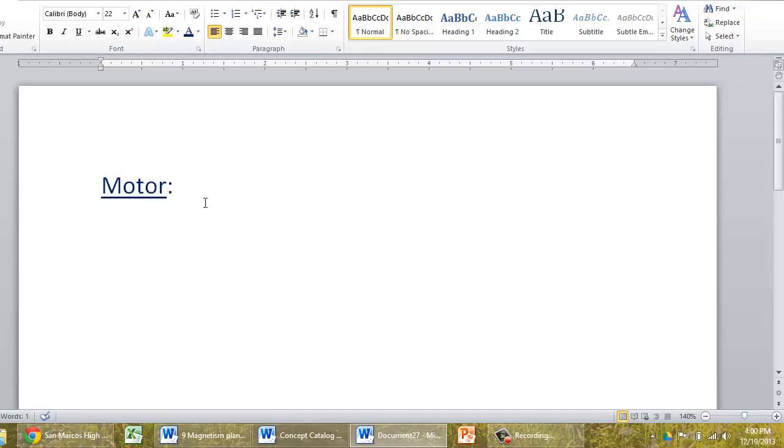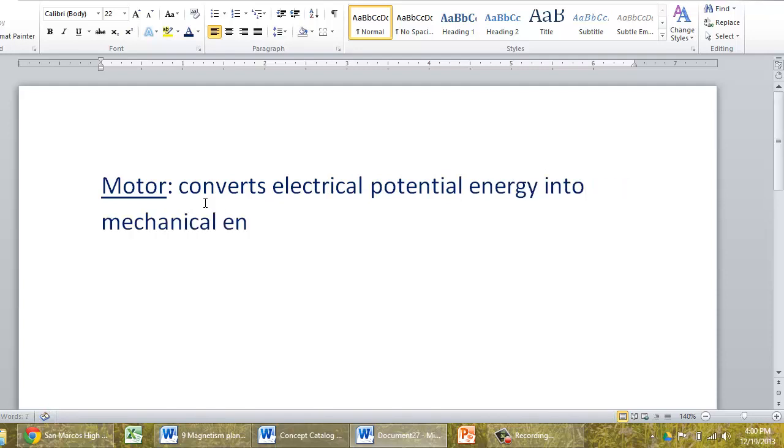So a motor is the device that converts the electrical potential energy into what form of energy? Mechanical. Specifically, kinetic energy.